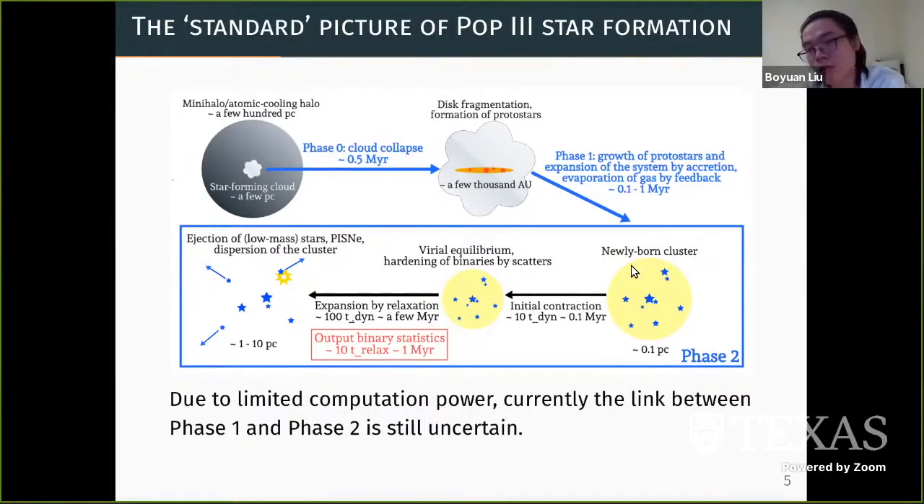As also mentioned by our previous speakers, due to limited computation power, it is impossible to simulate the entire phase 1 with enough resolution to capture the detailed fragmentation process. So currently, the link between phase 1 and phase 2 is still unclear. Therefore, previous studies have adopted simplified treatments for Pop III binaries.